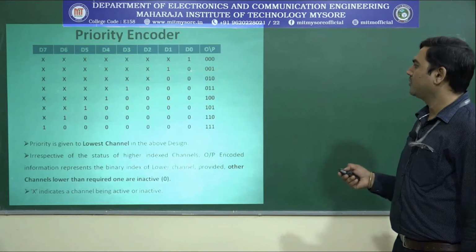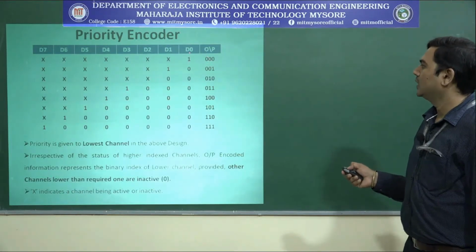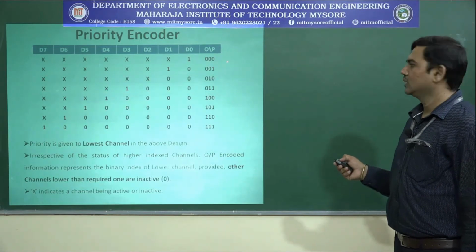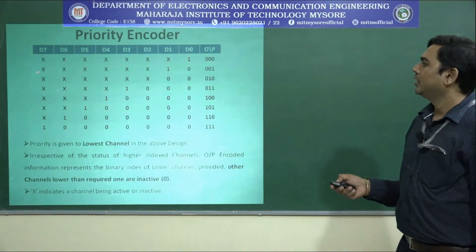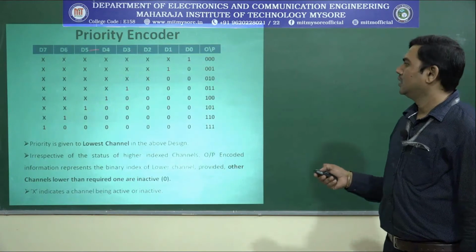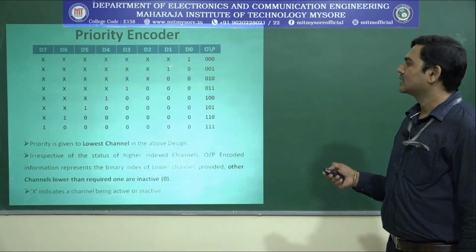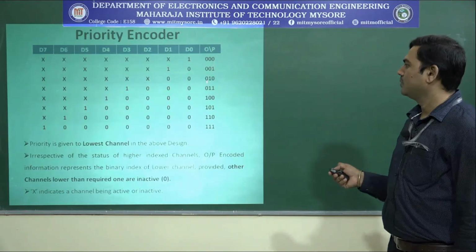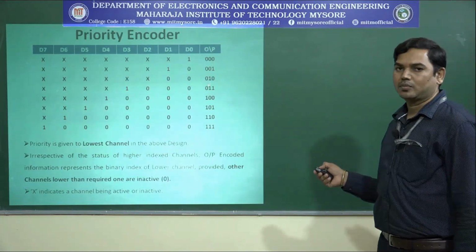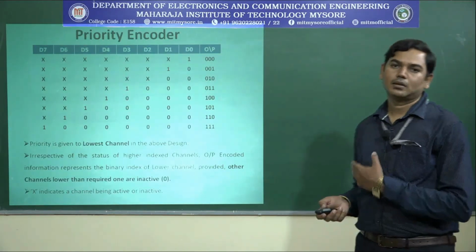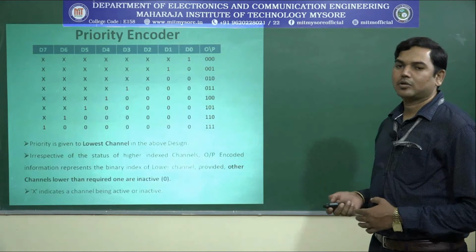If you press all 7 together, only D0's binary index will be put at the encoder's output. If you press D1 to D7 and you have left D0 untouched, in such case only D1's code will be available at the output. So, we can have one more design of a priority encoder.